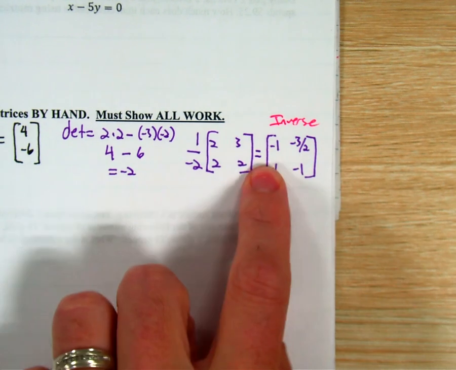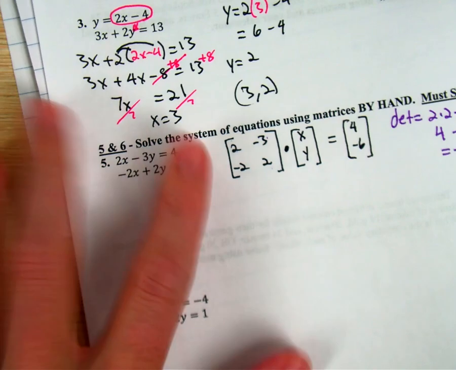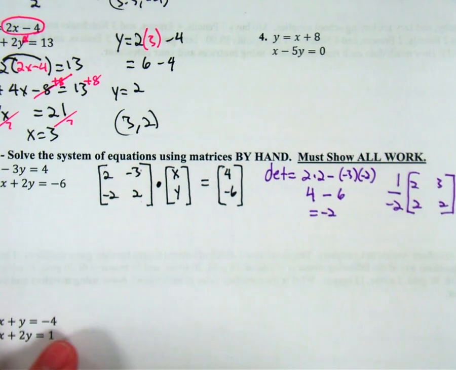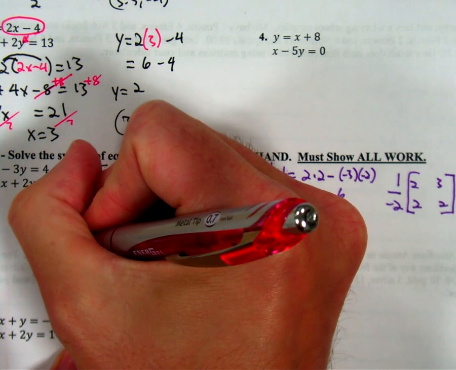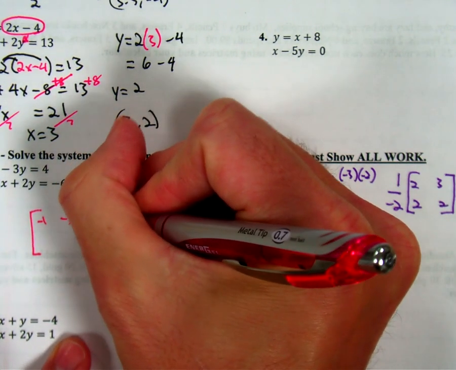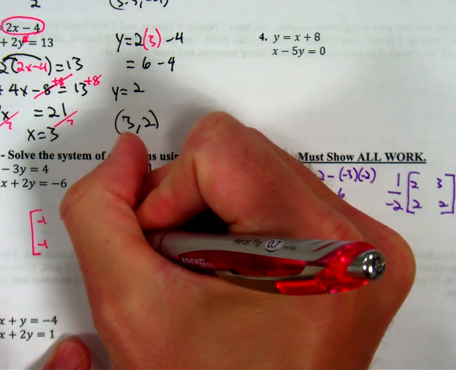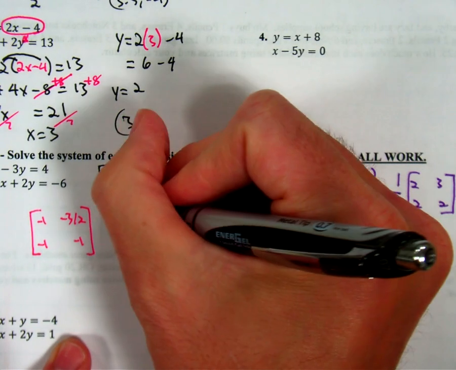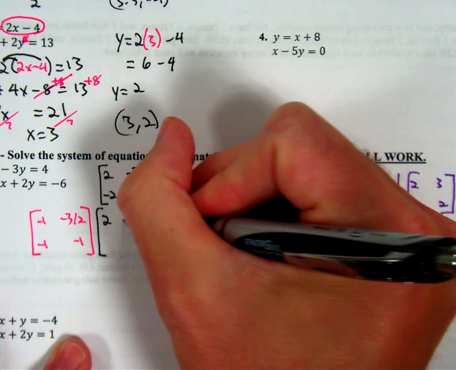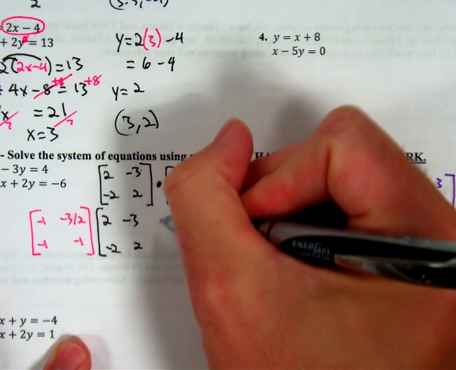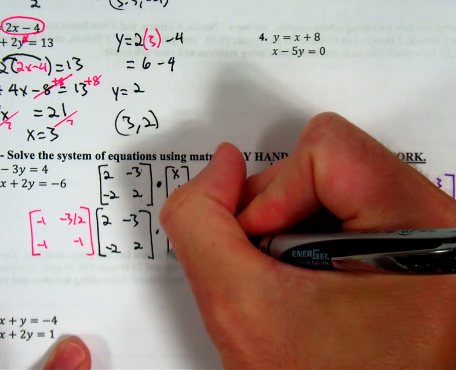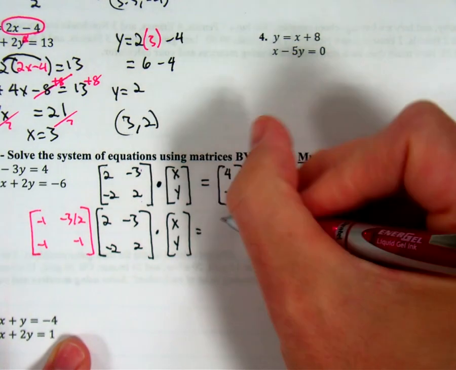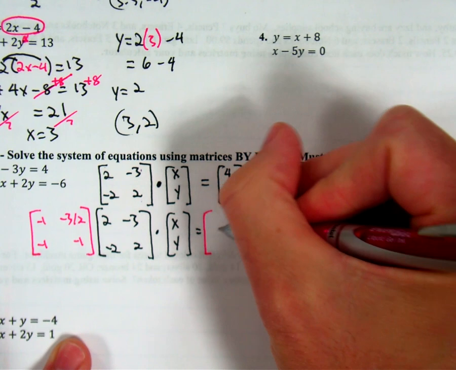Okay, we need that in the front of both sides of our equal sign. So I'm going to put that right here. Negative 1, negative 3 halves, negative 1, negative 1. Okay, and then we're basically copying this down again, our original matrix equations. Don't forget to put it in the front on the second side here.